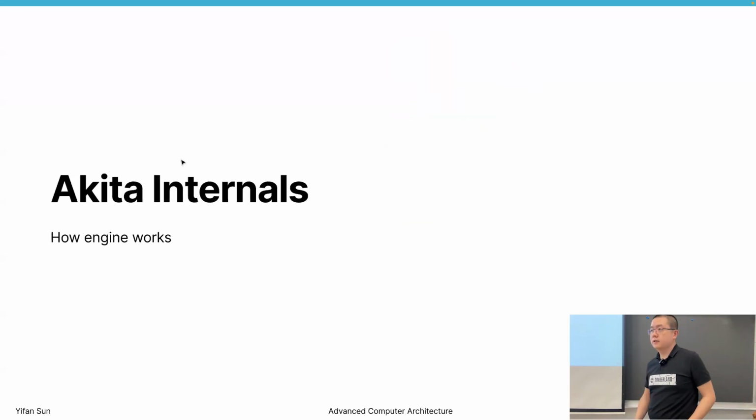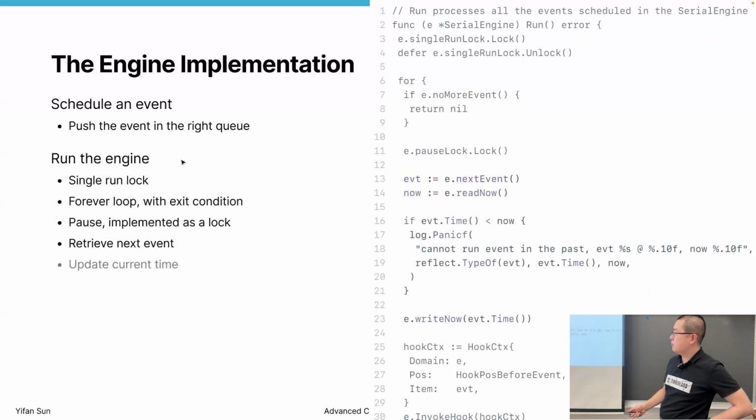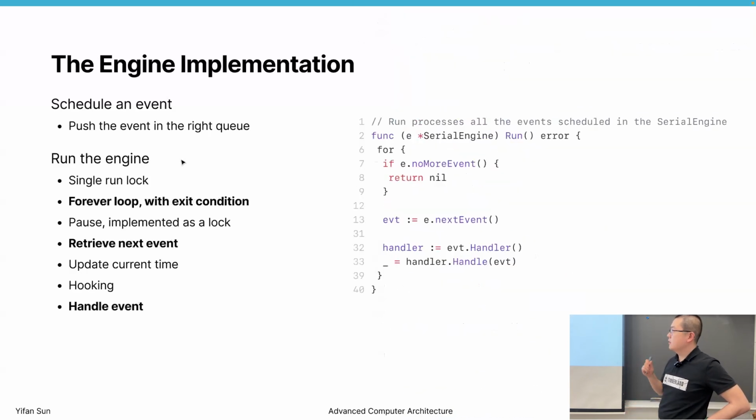Okay, let's get started. Last time we stopped at this point. We're talking about the serial engine, the engine that controls all the events in the simulation and how it advances time, right? So I will skip this part and go directly to the last part, which is the essential part of the serial simulation code.